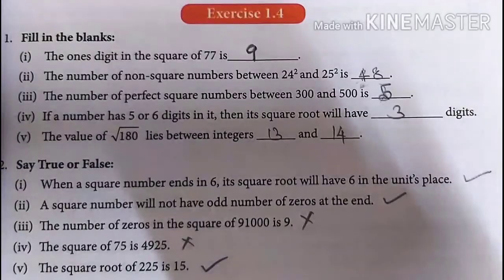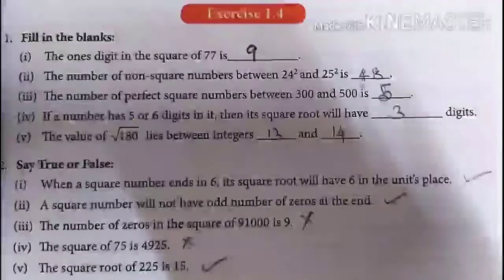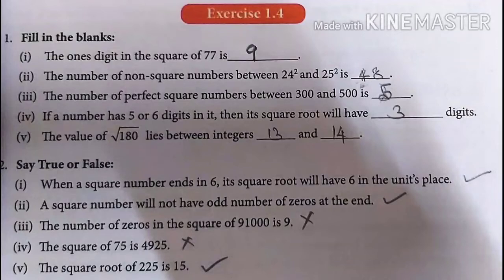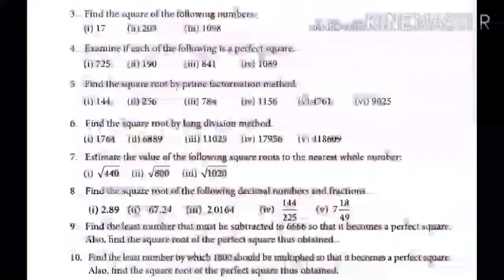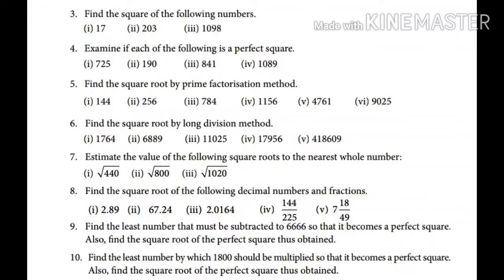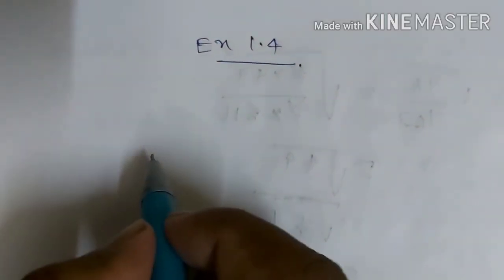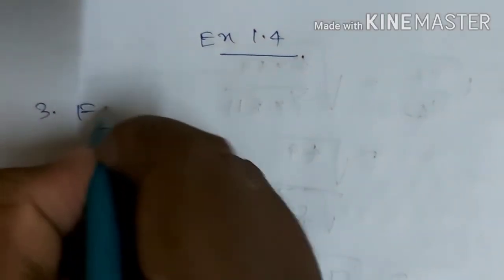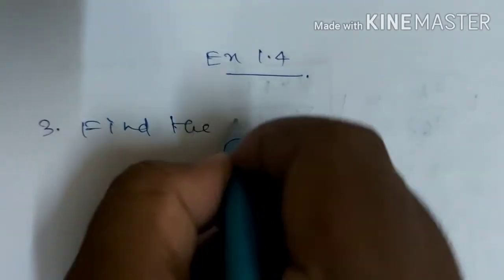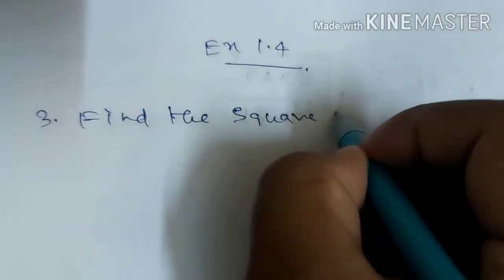Fifth one, the square root of 225 is 15. Yes, 15 fifteens are 225, so the answer is true. Next, exercise 1.4, third Roman numeral, very easy: find the square of the following numbers. Simply find the square of the following numbers.